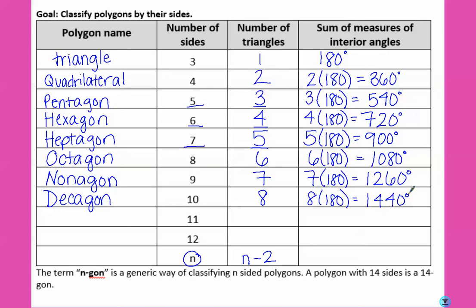An 11-sided figure could be referred to as either a hendecagon, or sometimes it's called an undecagon. If it's got 11 sides, it's got 9 triangles. 9 times 180 is 1620.